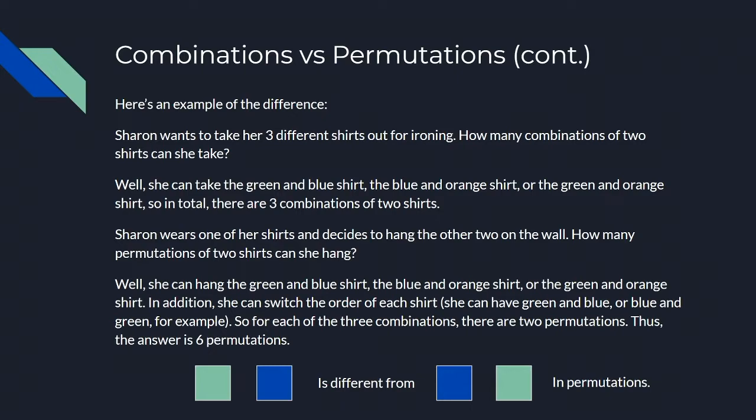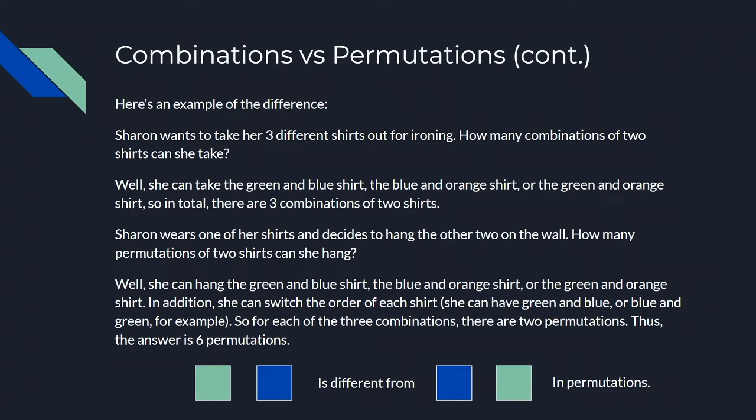Here's another example of the difference. Let's say Sharon wants to take her 3 different shirts out for ironing. How many combinations of 2 shirts can she take? She can take the green and blue shirt, the blue and orange shirt, or the green and orange shirt. So in total, there are 3 combinations of 2 shirts.